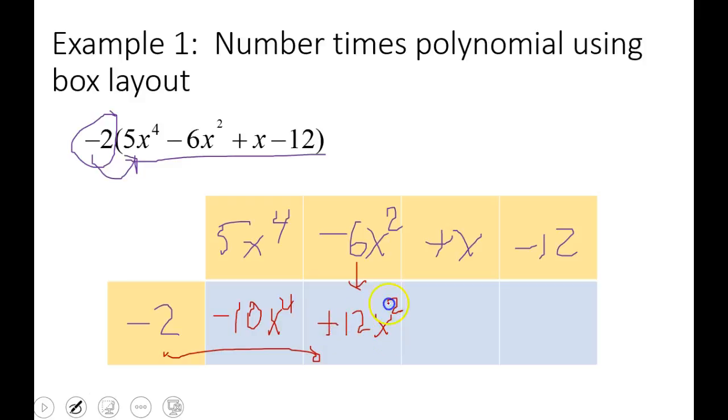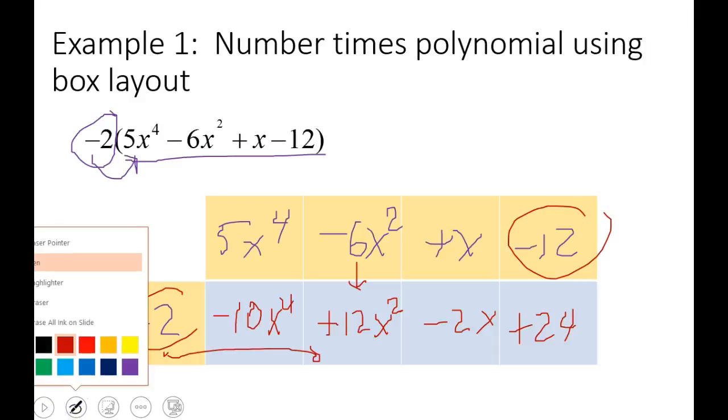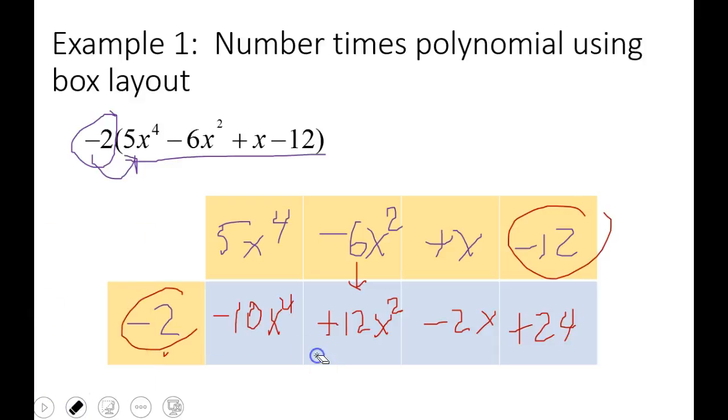Now I just have a number out in my row here, so all my x's are going to stay the same, all of my variable terms. -2 times positive x is a -2x. -2 times a -12 gives me a positive 24. And what I have here is my answer is actually written in these boxes.